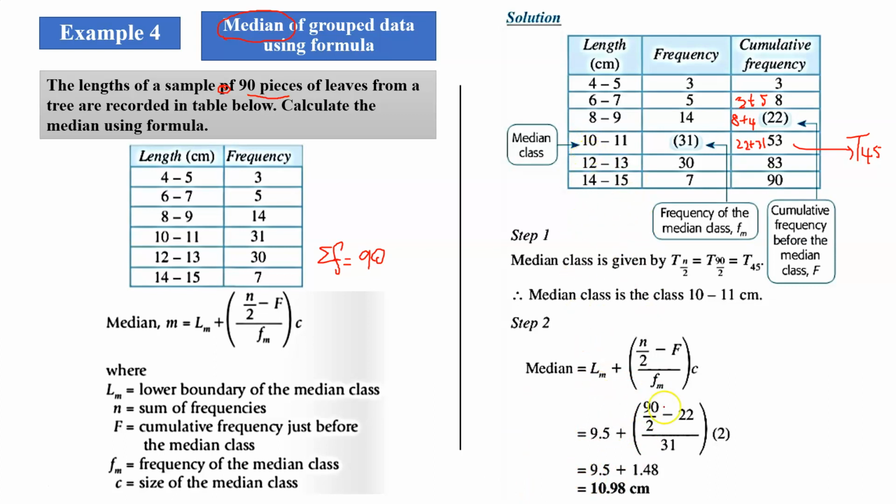So step kedua, we're going to use this formula. What is the lower boundary of the median class? This is the median class kan? The lower boundary maksudnya sempadan bawah. Okay, so 10. The lower boundary will be 9.5. Boundary ni biasanya plus or minus 0.5. Let's say you have over here 10, the lower boundary will be 9.5. The upper boundary will be 11.5. Macam tu. Boundary biasanya tambah atau tolak 0.5.